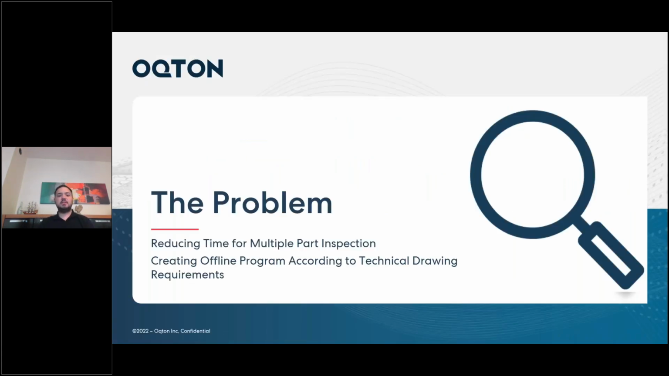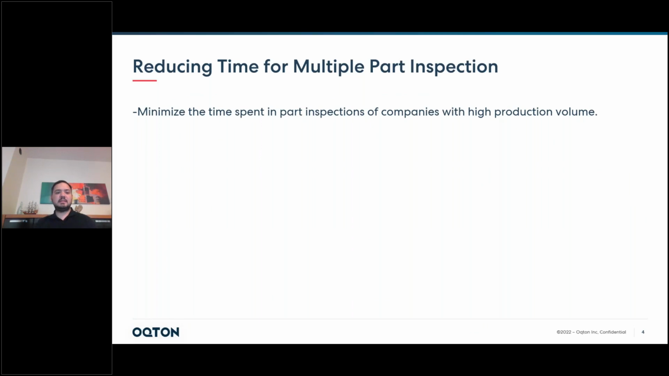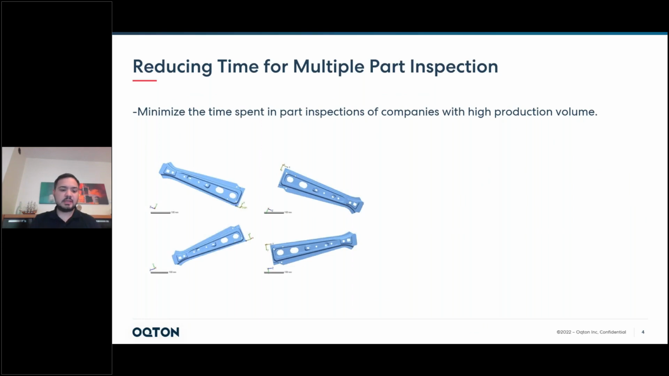The problem is reducing time for multiple part inspection. As we said before, minimizing the time spent in part inspection for high volume production companies. That's our guest part. As you can see, it is the B pillar of a car. It's the middle pillar of the car. It's a sheet metal part.